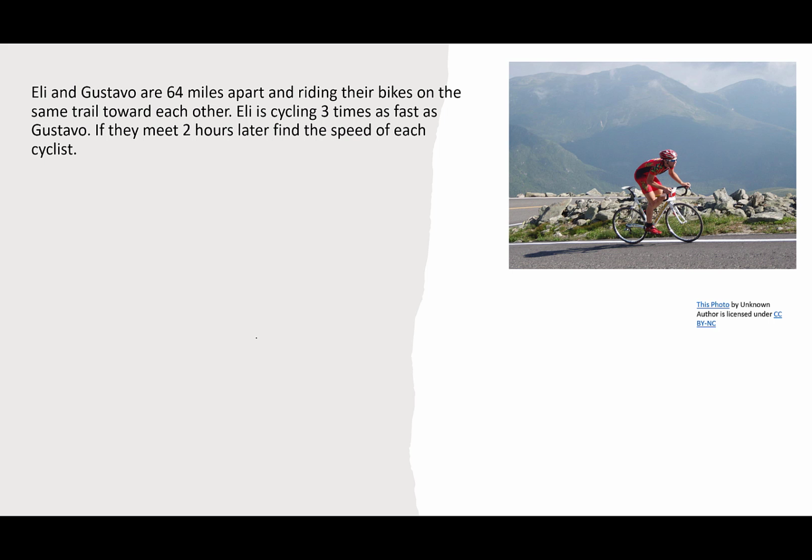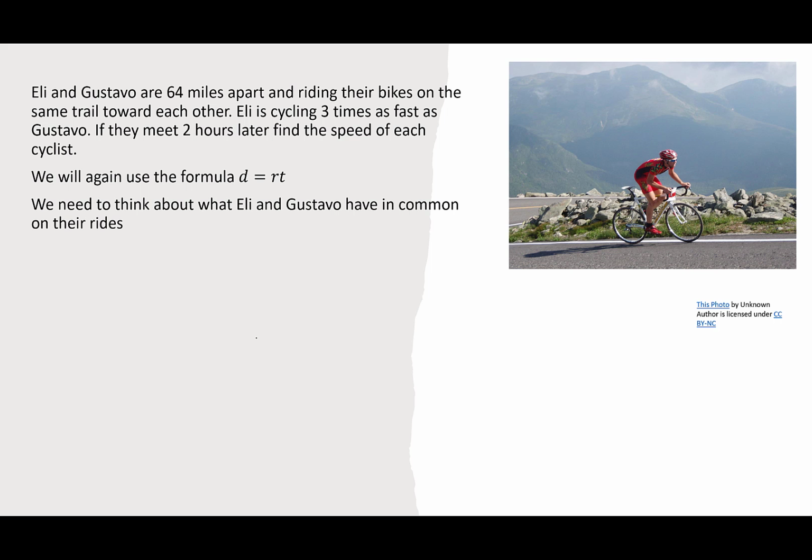This says Ellie and Gustavo are 64 miles apart and riding their bikes on the same trail toward each other. Ellie is cycling 3 times as fast as Gustavo. If they meet 2 hours later, find the speed of each cyclist. So in this one, we are again using the formula D equals RT. We have a distance, we have a rate, we have a time. We need to think about what Ellie and Gustavo have in common on their rides, and that element would be time.